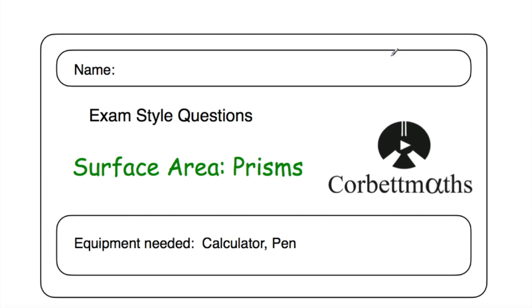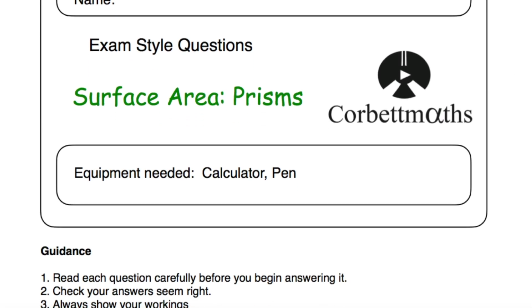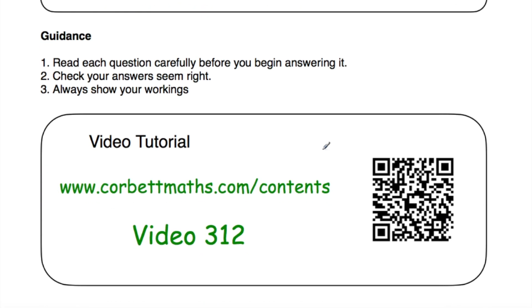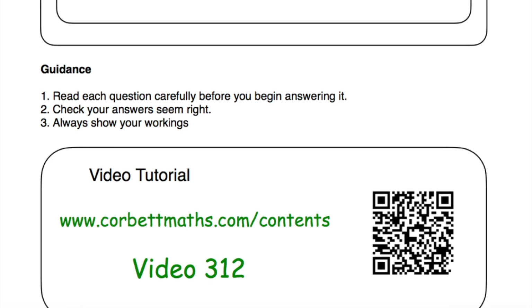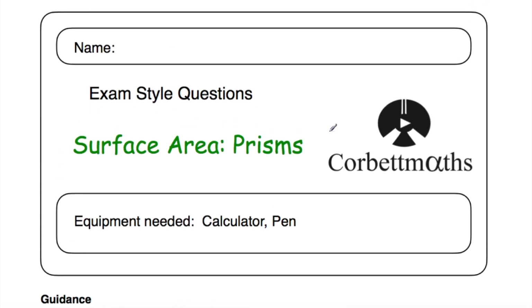In this video, we're going to look at the video solutions to the Corbettmaths Practice Questions on surface area and finding the surface area of prisms. If you need any extra help, go to Corbettmaths, go to the videos and worksheets section and scroll down to video number 312, where there's a dedicated video tutorial on finding the surface area of prisms. Alternatively, you can scan this QR code. But in this video, we're going to focus on the video solutions to the practice questions, so let's get started.